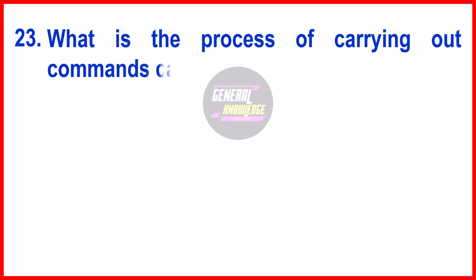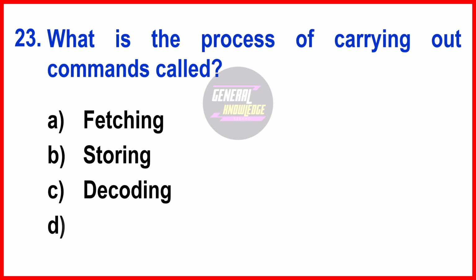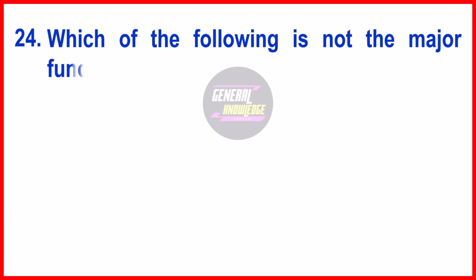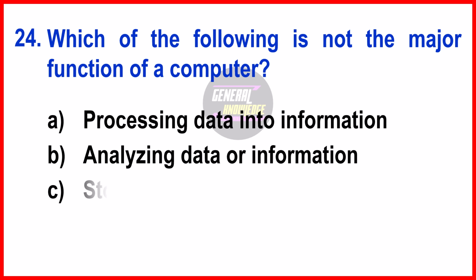What is the process of carrying out commands called? The right answer is option D, executing. In the context of computing, this refers to the step where a computer's CPU performs the instructions given by a program or command. Which of the following is not the major function of a computer?